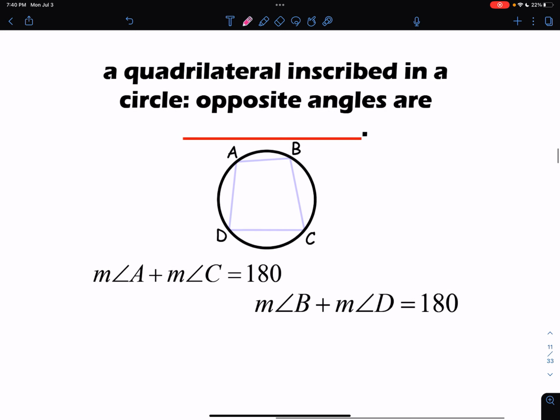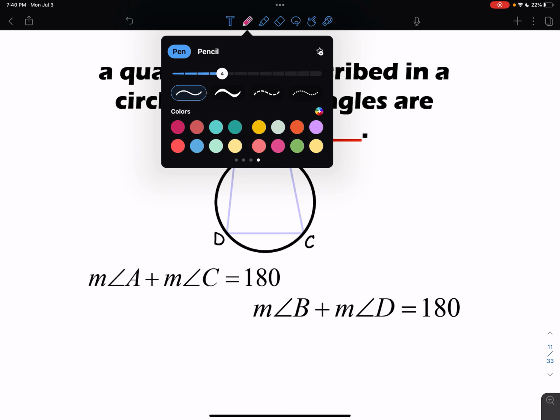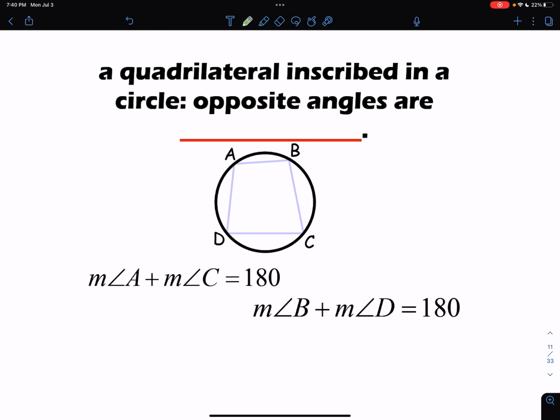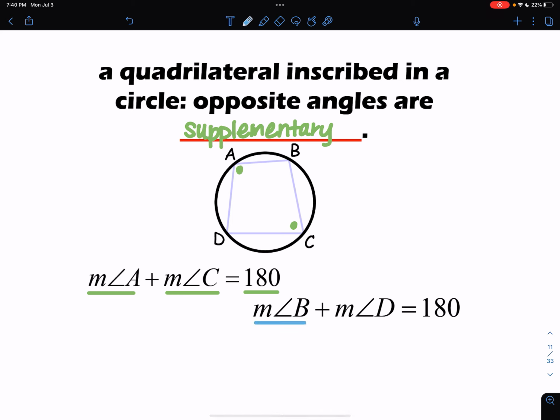All right? One of those special properties is with the quadrilateral. If you have a quadrilateral inscribed inside your circle, then the opposite angles are always going to be supplementary. Right? We know that means they equal 180. So if you take a look at angle A and angle C, if you add them together, they would equal 180. They're opposite of each other. If you take a look at angle B and angle D, if you add those two together, they would equal 180.